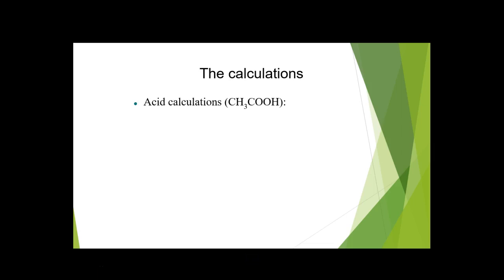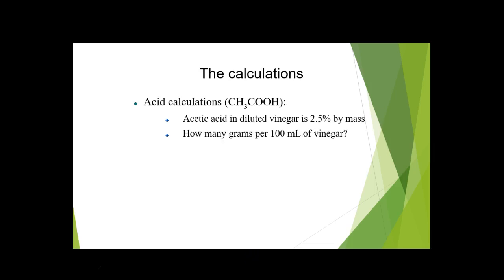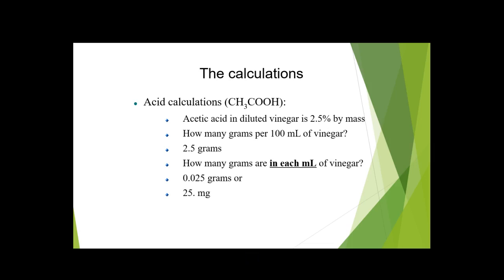Here's the acid calculations. We call acetic acid HOAc for short. The acetic acid in dilute vinegar is 2.5% by mass. It just comes right from the grocery store at 5%, and we dilute it 50%. So it's 2.5% by mass. So how many grams would there be in 100 milliliters of vinegar when you consider that 1 milliliter is 1 gram? Well, 2.5 grams then. How many grams are in each milliliter of the vinegar? Either 0.025 grams or 25 milligrams.